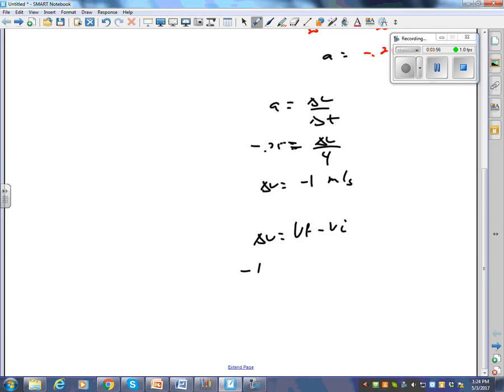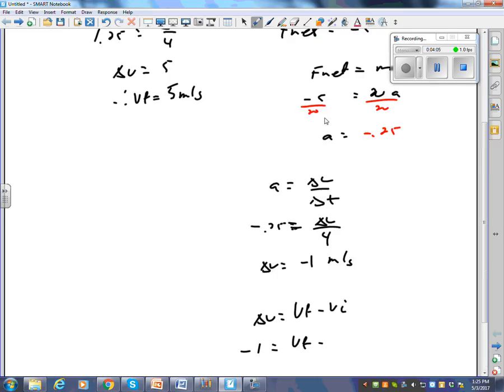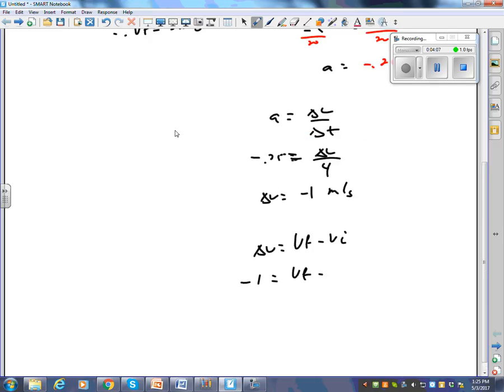So -1. What's the final velocity? We don't know. After the coasting, we don't know. We know that the initial velocity is this 5 right here. So 5 minus 1, so what is the final velocity? 4. Has it stopped? No, it has not stopped. So they got that part right, but they didn't get the numbers right, did they?